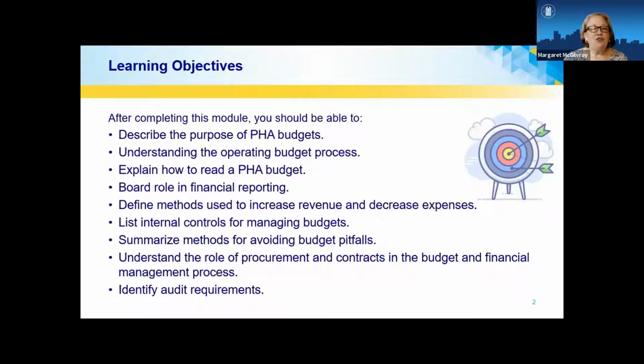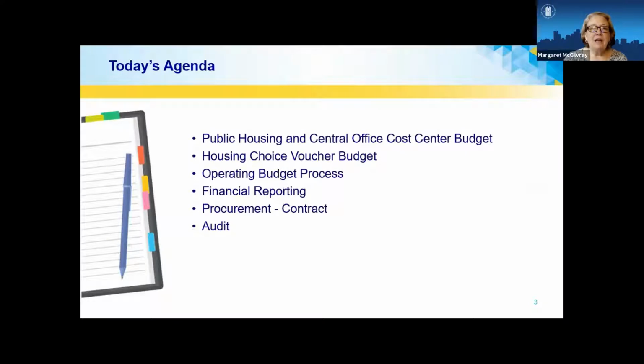So let's look at our agenda for today. Today, we'll cover the basic elements of both public housing and Section 8 budgeting to include the Central Operations Cost Center, or COCC. Ron will also walk you through the operating budget process and what your PHA should be reporting from a financial standpoint, as well as how best to understand and keep an eye on your agency financials. I'll touch a little bit on procurement, although lightly, since we do have an entire module on that subject. And then Ron will explain a little bit about PHA audit requirements and what you should look for.